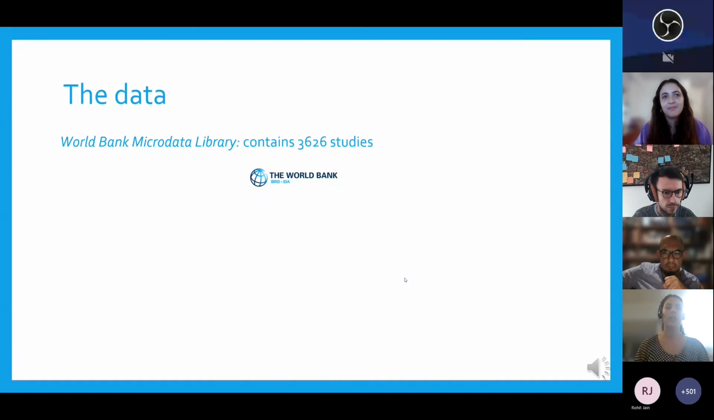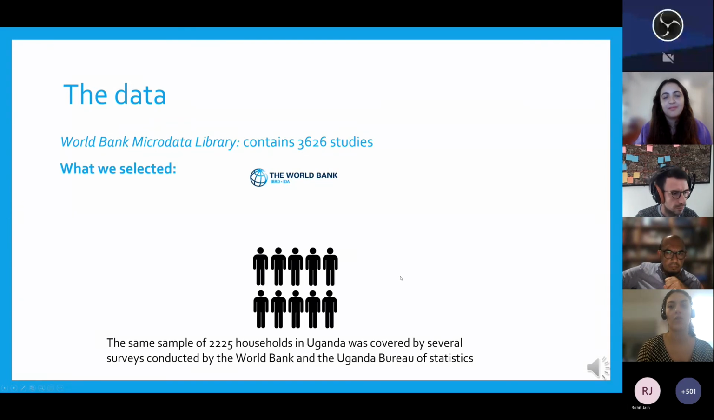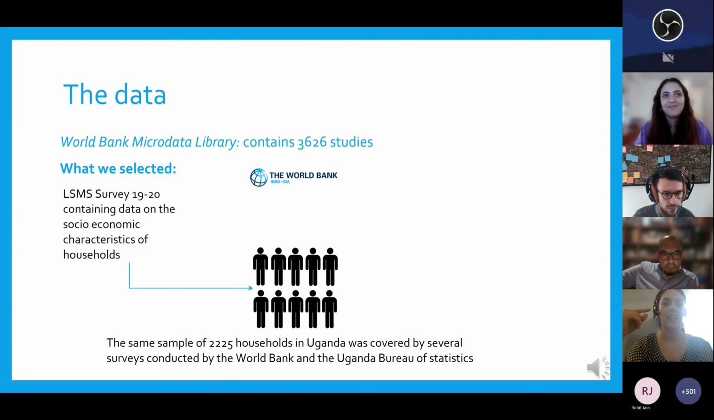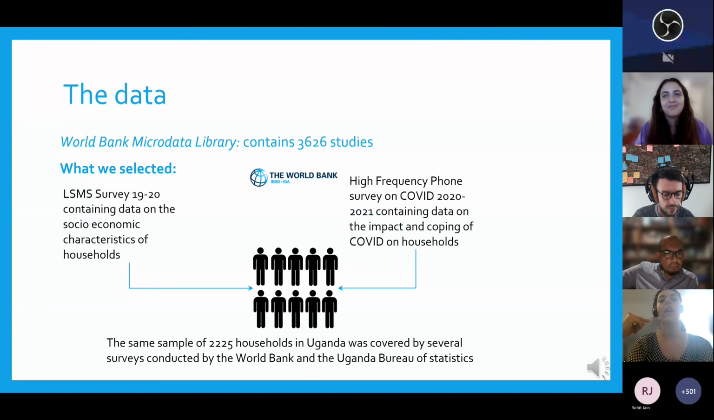So basically, I'll go quickly through the data, but we used two data sets. The first we selected was a sample of 2,225 households in Uganda that were covered by several data collections. The first one being the LSMS survey. It was a data collection that occurred before COVID-19 on the household socioeconomic characteristics. And the second one was during the COVID pandemic, and the goal was to understand how these households coped with the COVID-19 consequences.